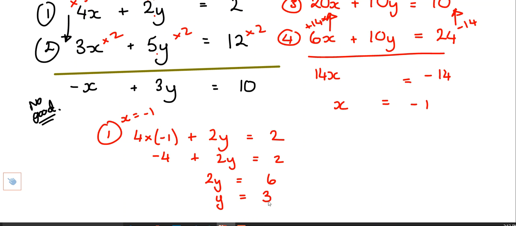Where did the minus 1 come from? Up here. 14x. Oh, right.